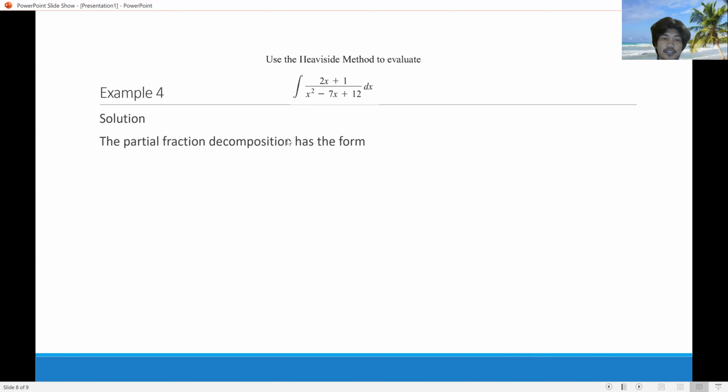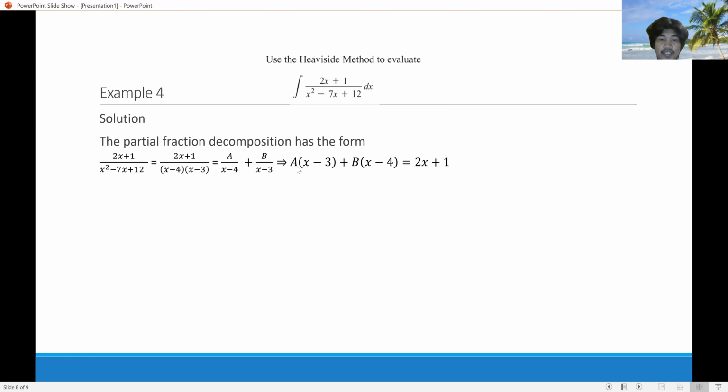Here is the solution. The partial fraction here is 2x plus 1 divided by x squared minus 7x plus 12. We can write it in this form, and also as a over x minus 4 plus b over x minus 3. By clearing the fractions, we get a times (x minus 3) plus b times (x minus 4) is equal to 2x plus 1.